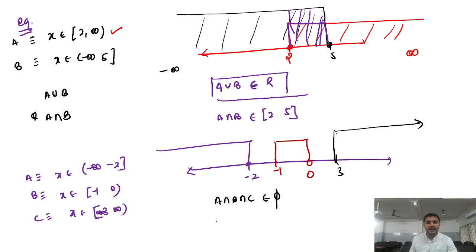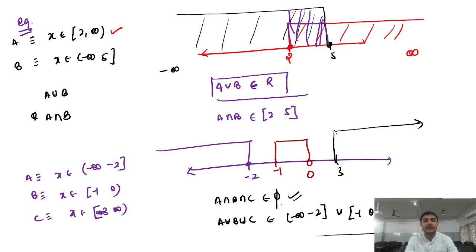What is the union of these three? A union B union C. We need to add all three sets. So we'll be getting what? Minus infinity to minus 2 union minus 1 to 0 open union 3 to infinity. Yes, this is what we are having as the answer for union, and that is the answer for intersection. There is nothing in common in all three, right? So that's why we'll say the intersection is null set and the union is the combination of all three sets over there. Isn't it? Yes. So that is the knowledge we are having.